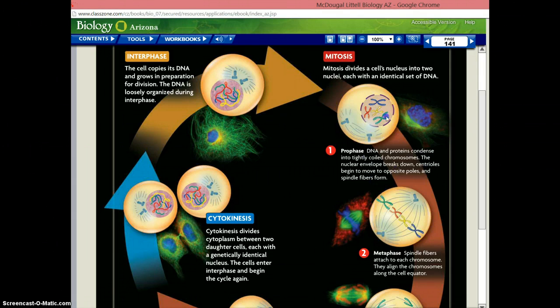So our chromosomes condense. They are able to leave the nucleus because the nuclear envelope begins to dissolve. The centrioles move to opposite sides of the cell, the north and south poles, and our spindle fibers begin to form. That is prophase.